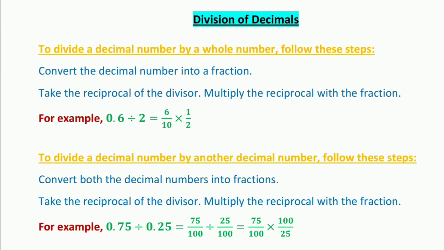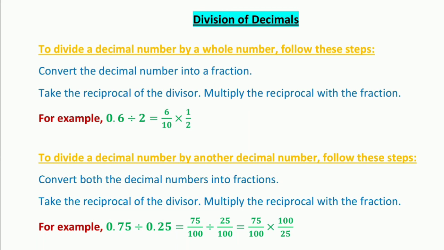Next topic is division of decimals. To divide a decimal number by a whole number, follow these steps. Convert the decimal number into a fraction. Take the reciprocal of the divisor. Multiply the reciprocal with the fraction. For example, 0.6 divided by 2 is equal to 6 upon 10 into 1 by 2. Here, convert the 0.6 as 6 upon 10, that is, decimal into fraction, and take the reciprocal of 2, that is 1 by 2, so that is 6 upon 10 into 1 upon 2.